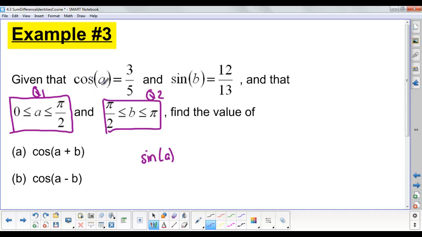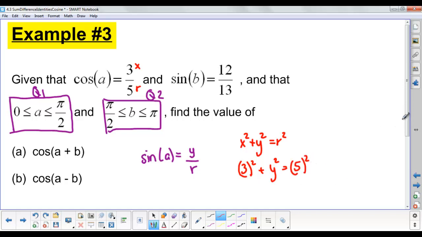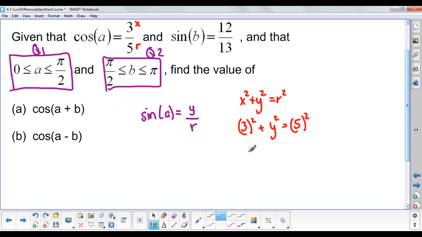Based on cos of angle A, remember from last chapter that cos is really just x over r. So for us to find sine A, we need to know the information for y over r. Well, we have r, we need to find y. So what we'll do is use that Pythagorean identity and use that to find y. So we know our x value is 3. We don't know the y value, but we do know that the r value is 5.